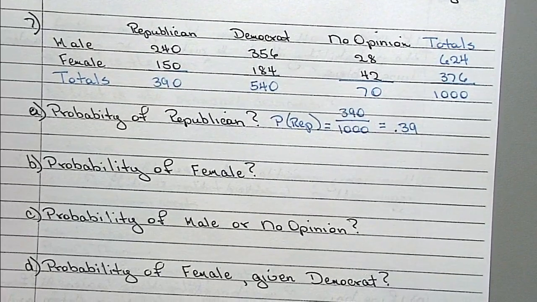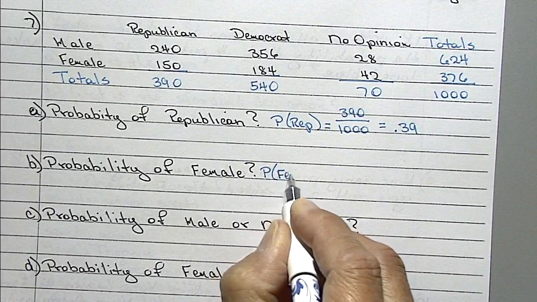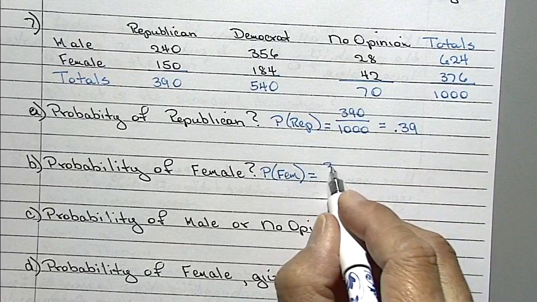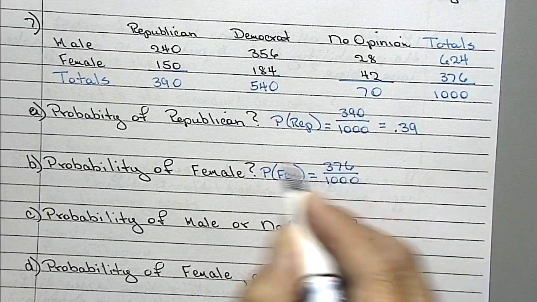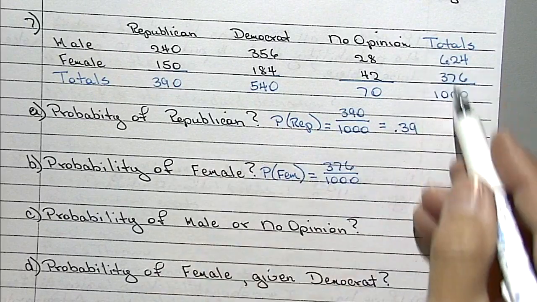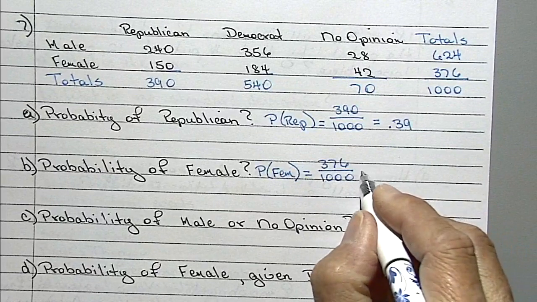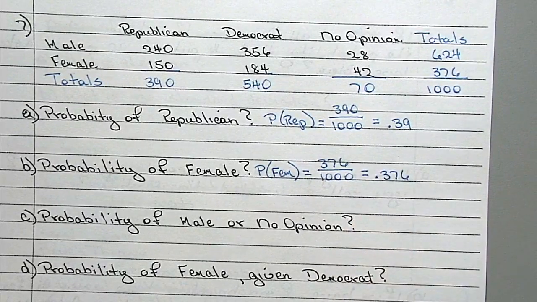Okay? What's the probability of female? Total females, well, that's 376 over the total total. These are marginals. They're only asking about one thing. All the answers will be found up in these totals, the blue numbers I've written in, right? Divide by 1,000, I get 0.376.